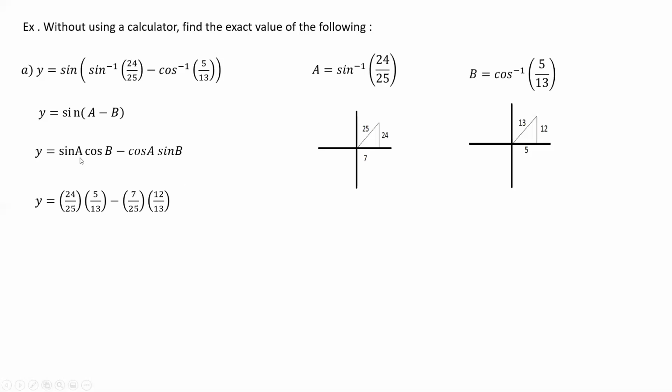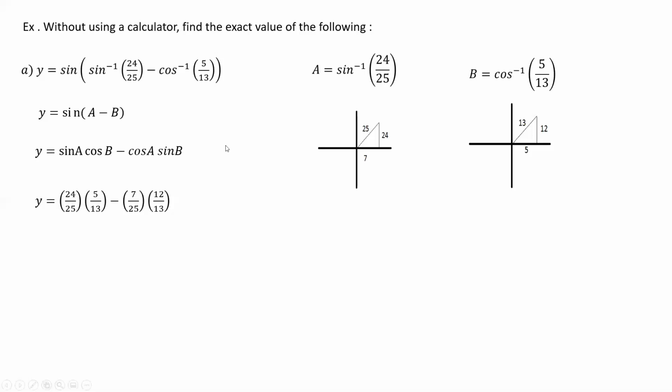Let's check that again. Sine of angle A, there's angle A. Sine is y over r. There's our 24 over 25. Cosine of B, there's angle B. Cosine is x over r. There's our 5 over 13. Now some of you might be going, we already knew that. The sine of A, the angle whose sine is 24 over 25, I guess we could have just put that in. The cosine of B, the angle whose cosine is 5 over 13, we could have just put the 5 over 13 in for the cosine of B. You're going to need the diagrams to do these two though.